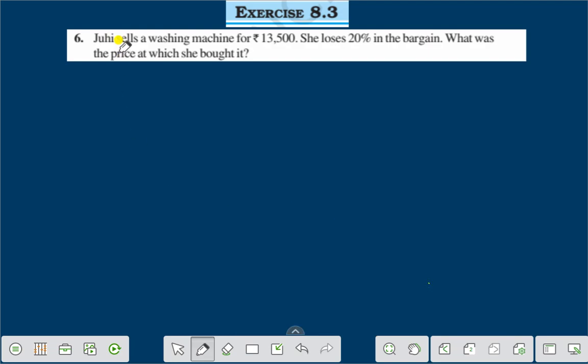Joey sells a washing machine for rupees 13,500. She loses 20% in the bargain. What is the price at which she bought it? It is given that selling price is equal to rupees 13,500.